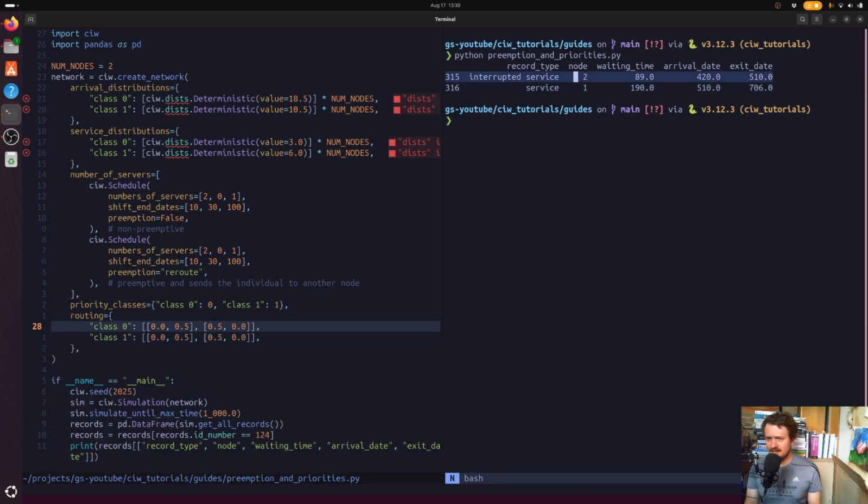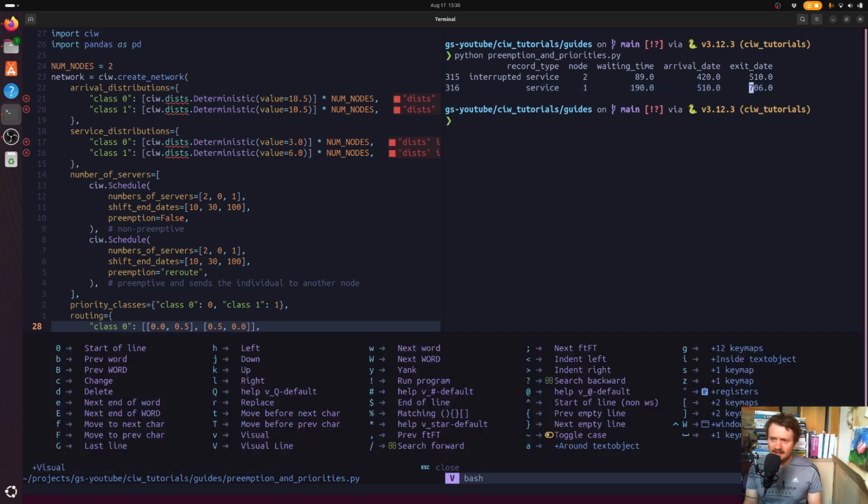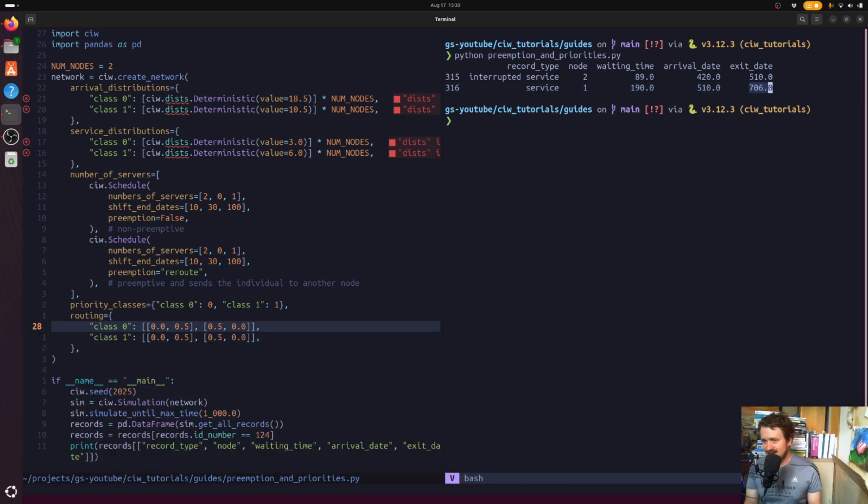So after they were kicked out of node 2, they went to node 1, and they got a successful service. At that node, while waiting, they waited 190 units of time. You can see that their arrival date was the same as their exit date. In other words, there's an instant transferal from where they were kicked out at one node and arrived at another one. If you wanted to do some additional waiting, you could create another node where they just flow through and spend some time in a different state. But here they're just instantly transferred. So they finally received their service of 706 units of time at the second service, which is actually the node 1 service.